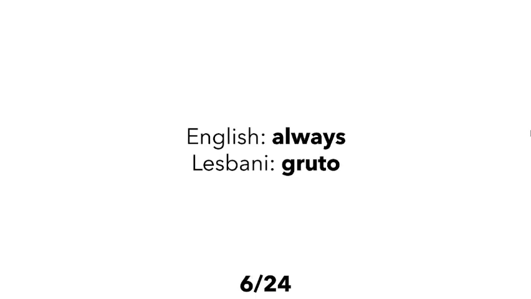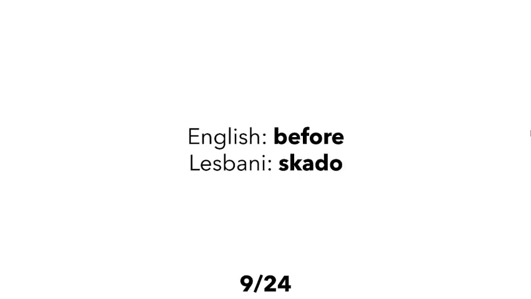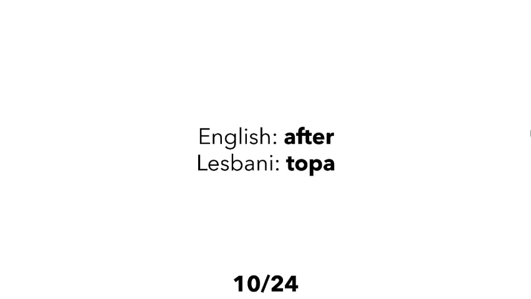Always is gruto. Never, nenyo. Sometimes is hime. Funny enough, I'm pretty sure the Japanese word for princess is also hime. But yeah, sometimes is hime. Before, skado. And then, to finish off the relative ones, after is poppa.